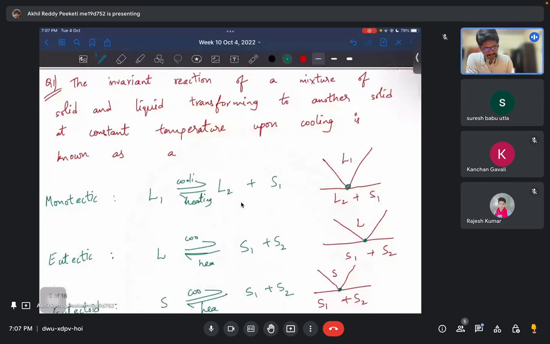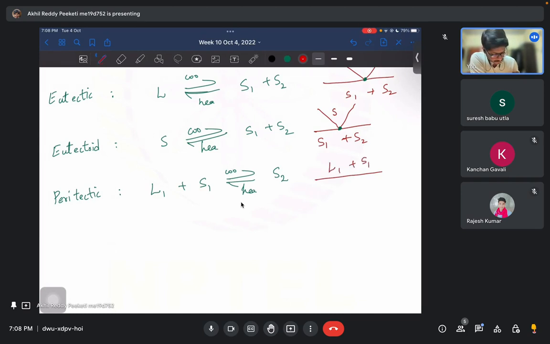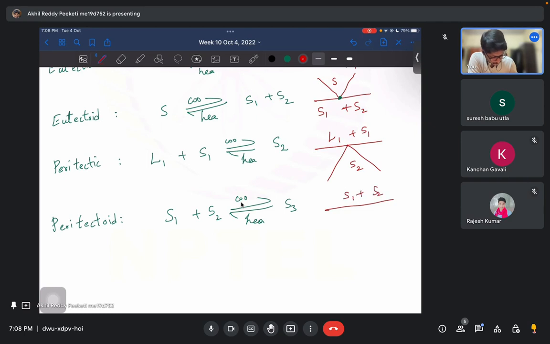Here the question is about a mixture of solid and liquid transforming into another solid, so we haven't reached that yet. Next is peritectic. Here one liquid plus one solid gives rise to a new solid. So this is peritectic. And there is one final reaction, that is peritectoid. Here two solids upon cooling or heating give rise to a third, different solid. So this is the peritectoid reaction.